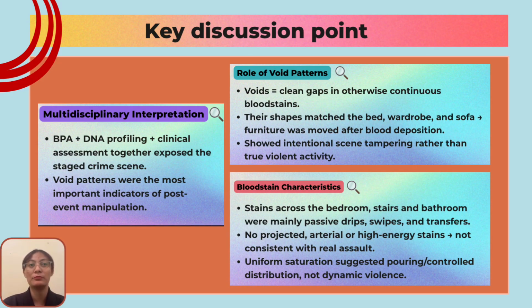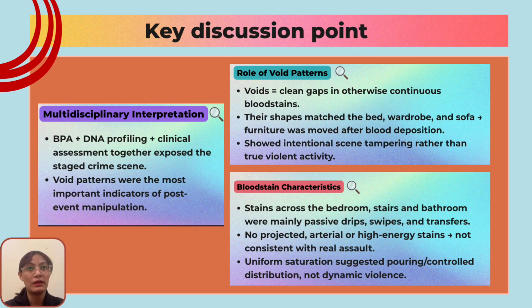A multidisciplinary approach was essential in uncovering the staged crime scene. By integrating bloodstain pattern analysis, DNA profiling, and clinical assessment, investigators were able to detect inconsistencies that clearly pointed to manipulation. One of the strongest indicators was the presence of void patterns. These voids are clean gaps within otherwise continuous bloodstain. In this case, the shapes of the voids match the bed, wardrobe, and sofa. This showed that the furniture had been moved after the blood was deposited. Essentially, these patterns reveal deliberate tampering rather than genuine violent activity.